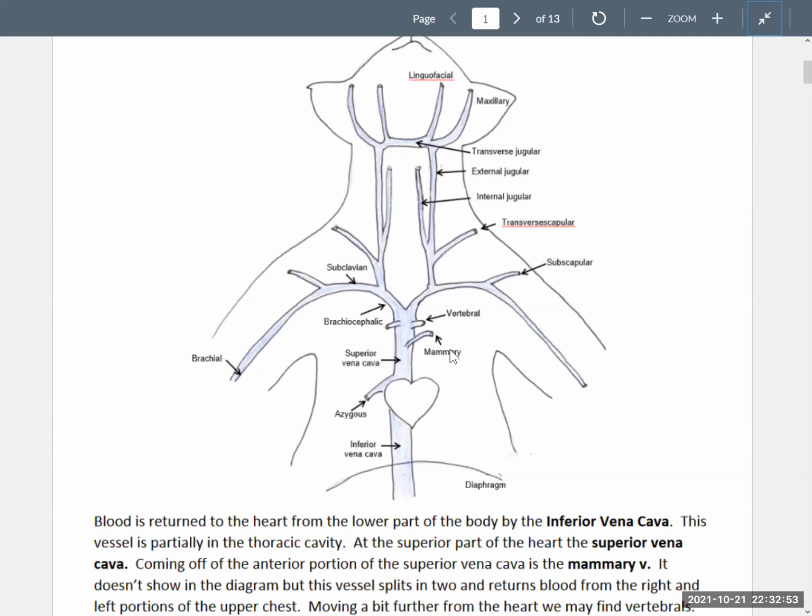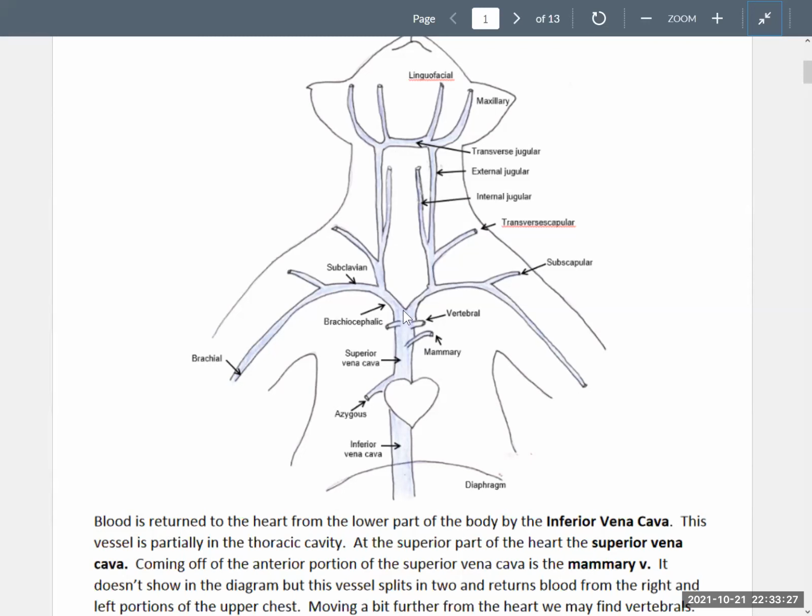Okay. That one you really got to be shown because it's movable in position. We have it on a piece of paper here, inked in, but that one could end up not being there at all or being in a different location. The vertebrals all come from the back, from the vertebrae, and empty blood into the superior vena cava or the brachiocephalic.